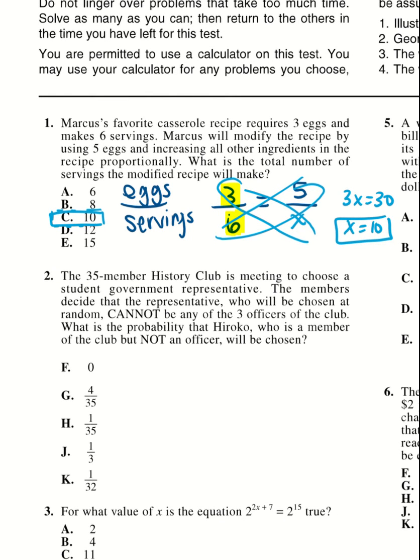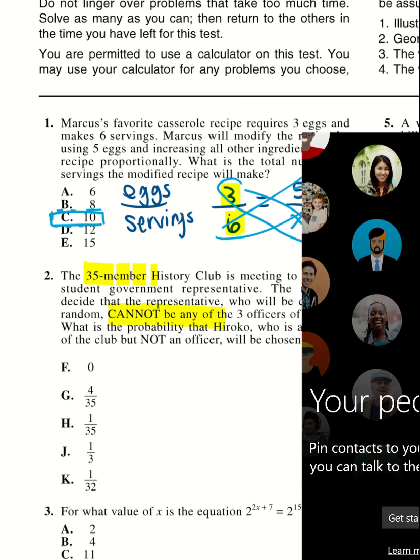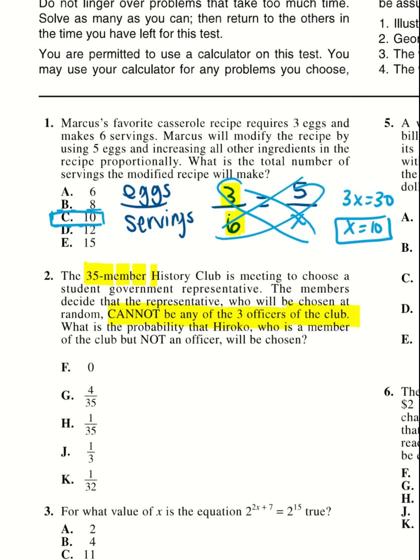All right, number 2, there's a history club, and there are 35 people in the history club, and they want to choose a student representative randomly, but it cannot be any of the 3 officers in the club. Hiroko is not one of the officers, so is eligible to be chosen, and we want to figure the probability out that Hiroko would be randomly chosen.